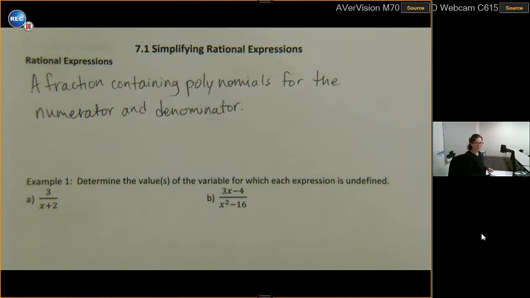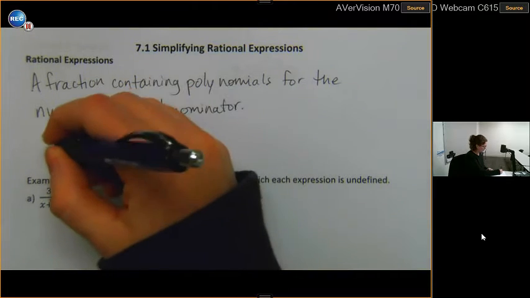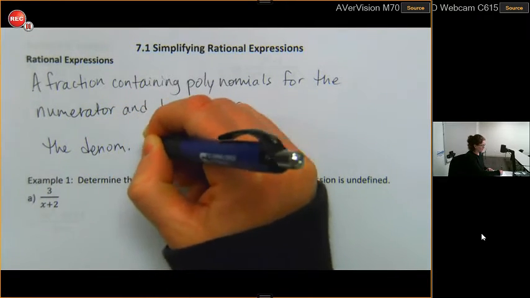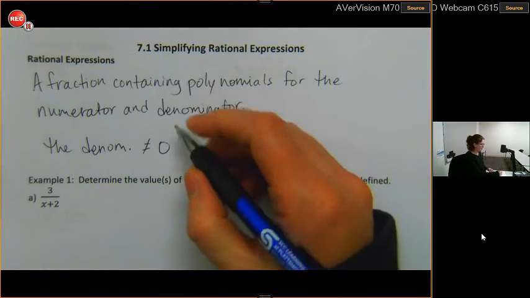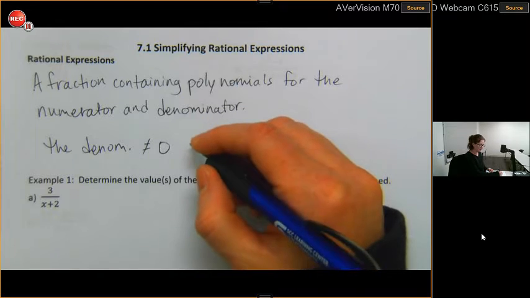In addition, don't forget that when we're working with a fraction, the denominator is not allowed to equal 0. Remember that when the denominator is 0, it's called undefined.